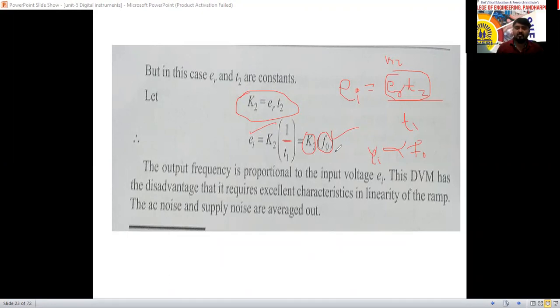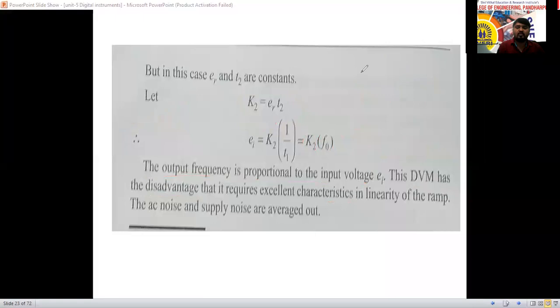All of you know that time period 1 by T equals frequency, and T equals 1 by F. Yes, correct? Yes, sir. So like that, the output frequency is proportional to the input voltage here. The digital voltmeter has the disadvantage that it requires excellent linearity characteristics of the ramp, since the ramp is not actually linear. This is the disadvantage. And the AC noise and supply noises are averaged out here. We are averaging the AC noise and supply noise. So the output frequency is proportional to the input voltage. We have proven this.